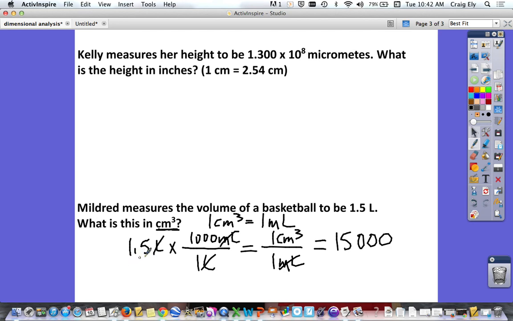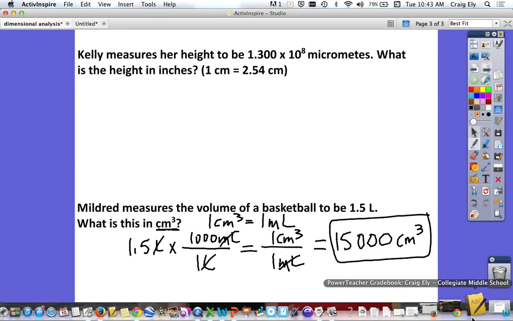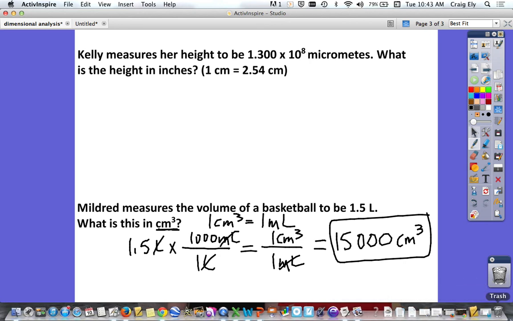Check my sig figs. I've got 2 sig figs here and 2 sig figs there, so I'm good. Centimeters cubed is my unit of measurement, and there's my answer. Easy breezy. So make sure you spend some time working on this. Again, we'll do a whole day on Thursday. But don't let dimensional analysis scare you. Work with it, and you will be just fine.